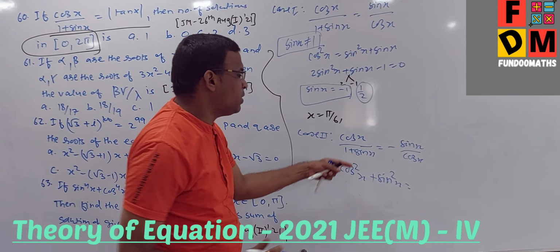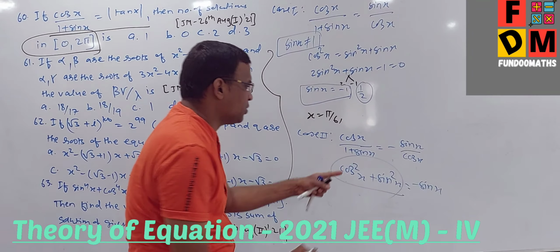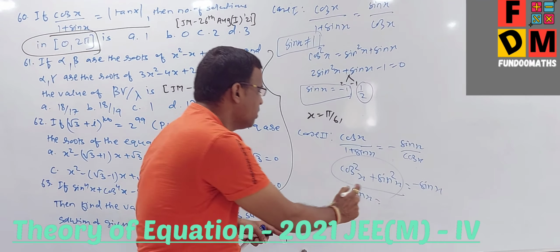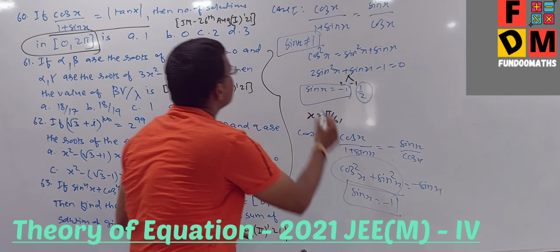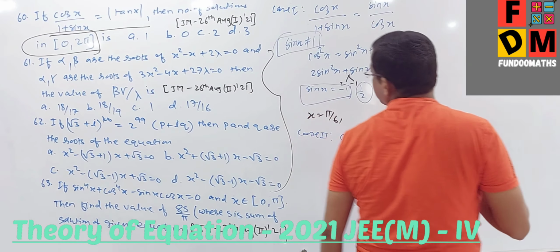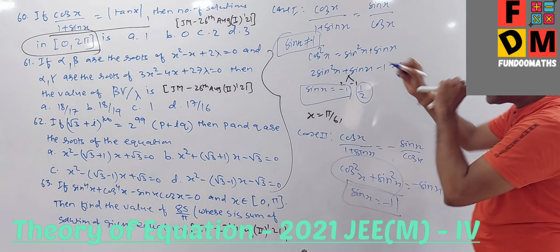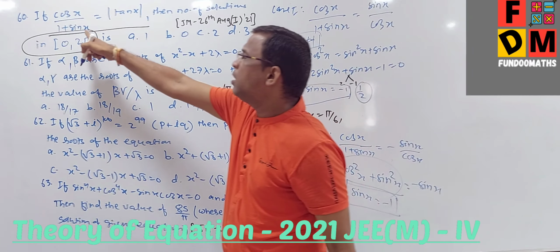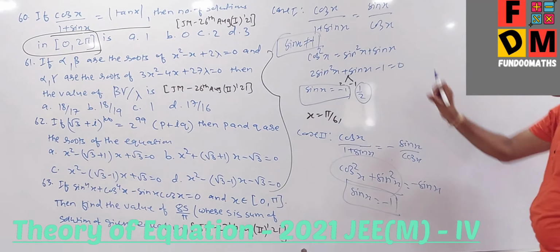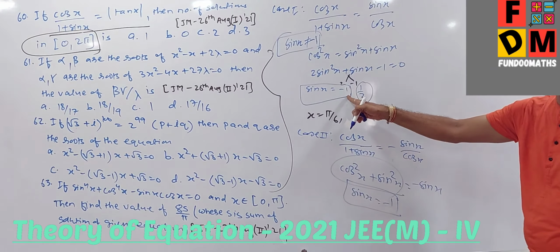And minus sin x into 1 is minus sin x, and we know that cos square x plus sin square x is 1, so it gives me sin x is equal to minus 1. Sin x cannot be equal to minus 1, because if I took sin x equal to minus 1, 1 plus sin x will be 0. Let me just write it down properly, minus 1. Here again it was minus 1, so we discard it.